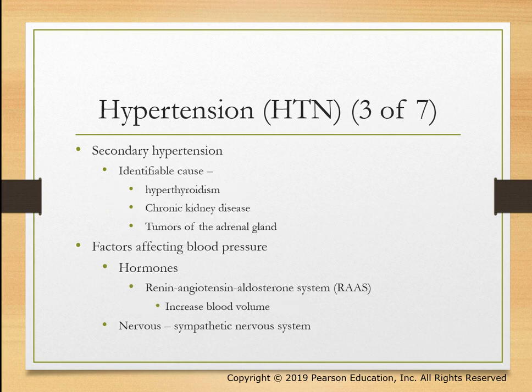We talk about secondary hypertension. There is some sort of identifiable cause, like hyperthyroidism, for instance, chronic kidney disease, or tumors of the adrenal gland. So there is a specific cause that's causing the high blood pressure. Therefore, you would then treat that cause. Some factors that will affect high blood pressure: hormones. We mentioned this renin, angiotensin, aldosterone system before.